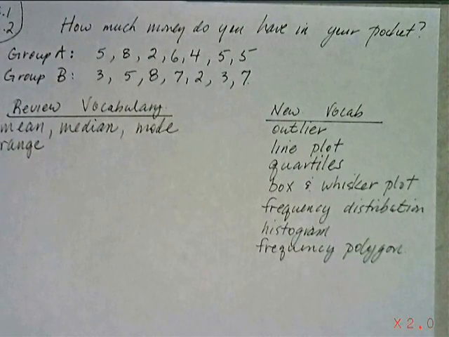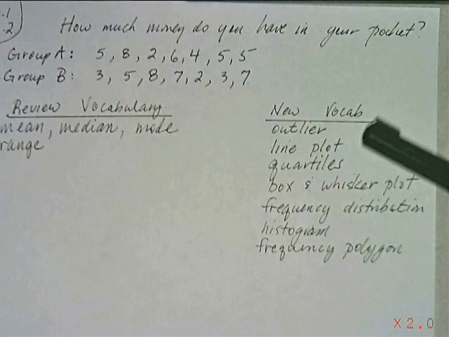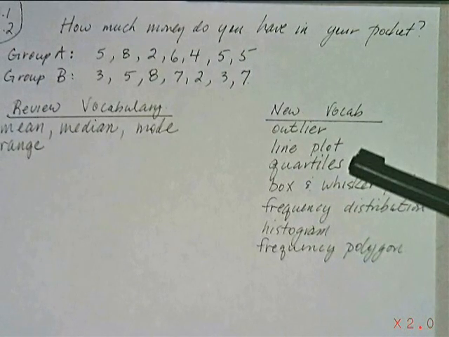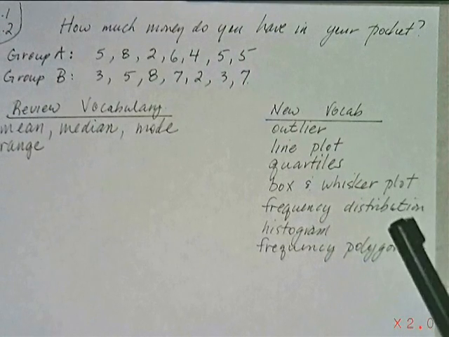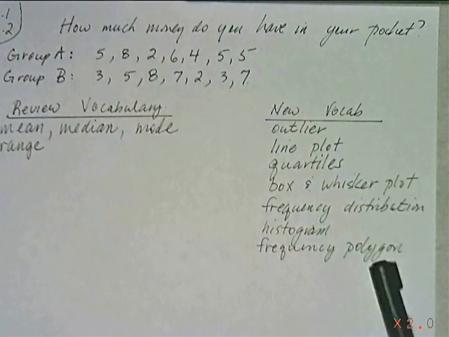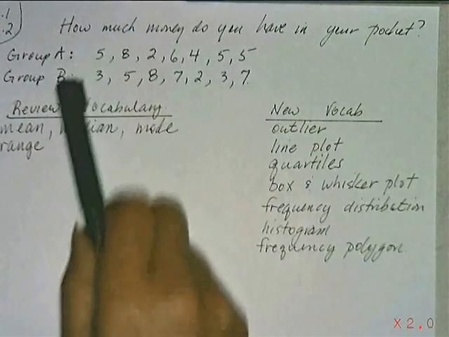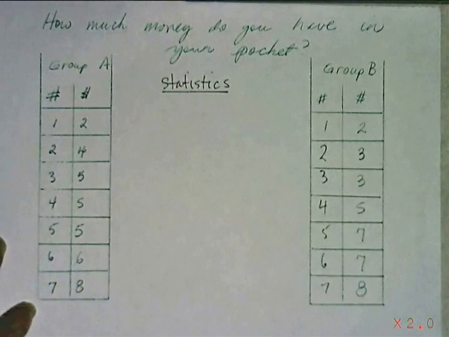Some other vocabulary we're going to be talking about are outliers, line plots, quartiles. What's a box and whisker plot? What's a frequency distribution, histogram, and a frequency polygon? So these describe this data using numbers or pictures. The first thing we have to do is organize our data.